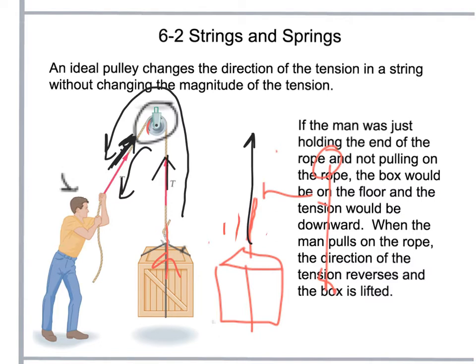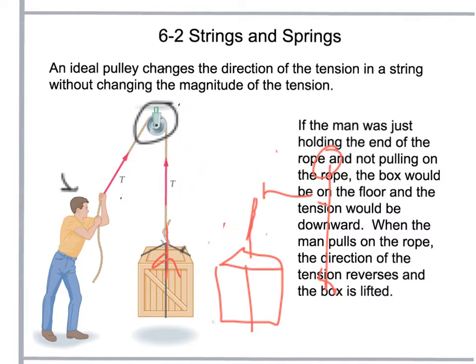So both the tensions here are upward, and consequently, if you let go of the rope and it goes back this way, you still have a tension going up that way. So you now have tension in two directions here, as opposed to just one direction, straight up. So the ideal pulley changes the direction of the tension without changing the magnitude of the tension. It just changes the direction.